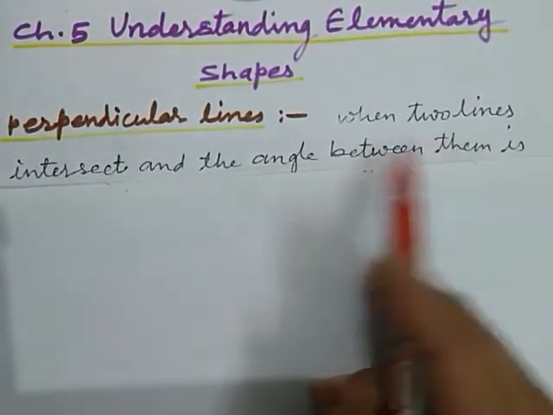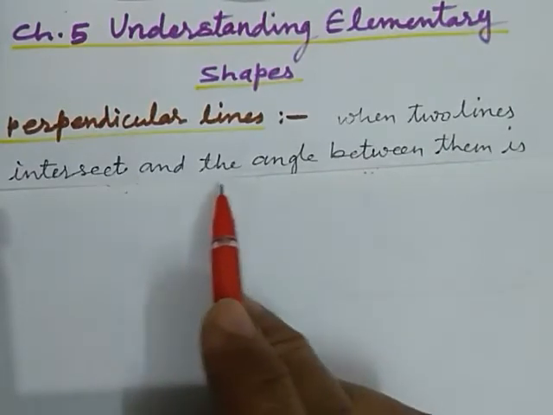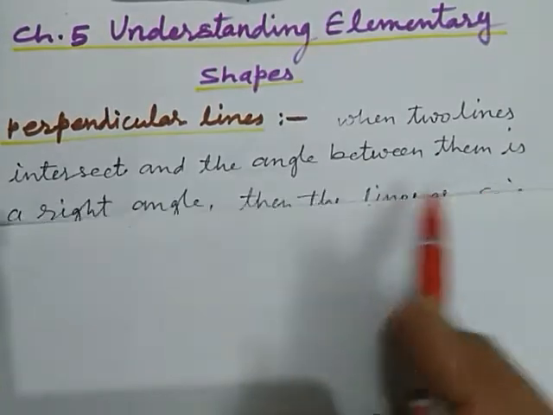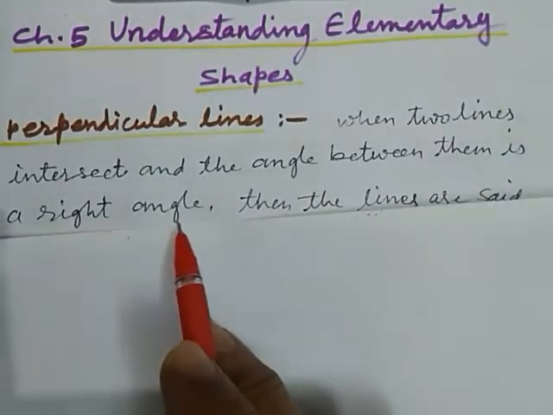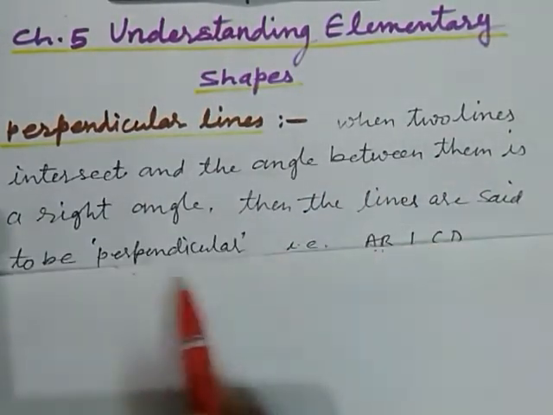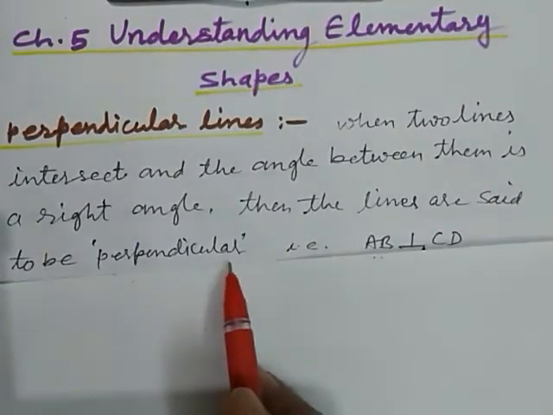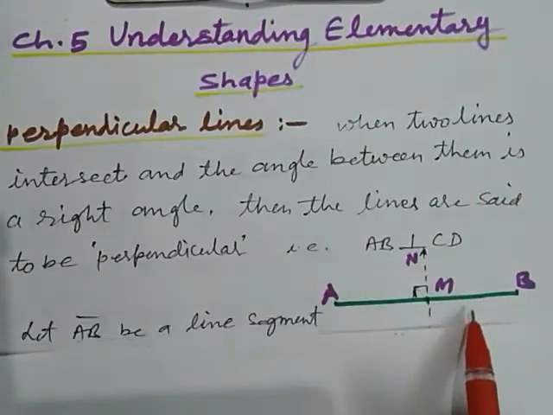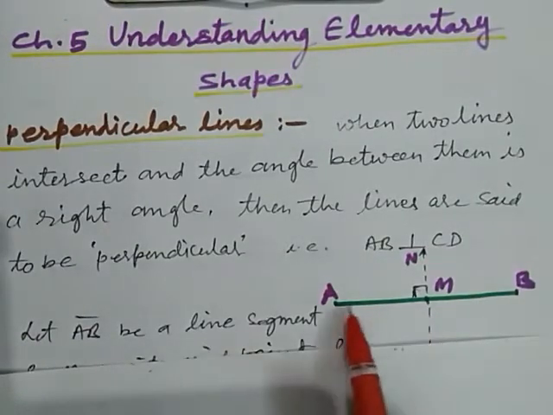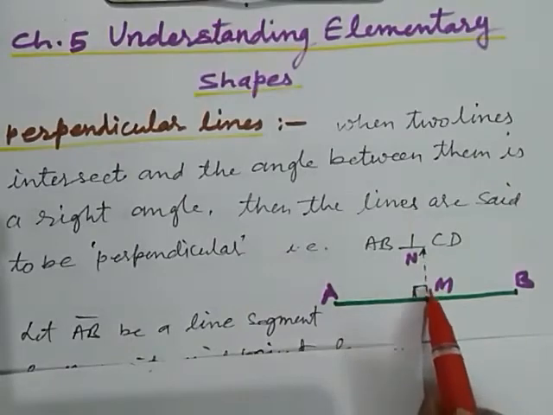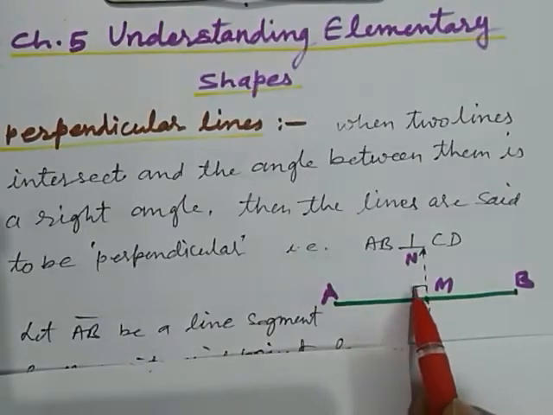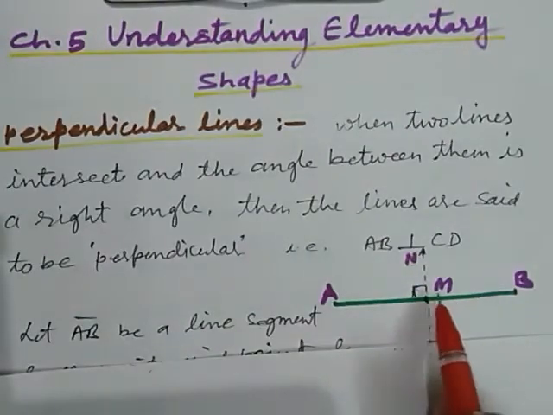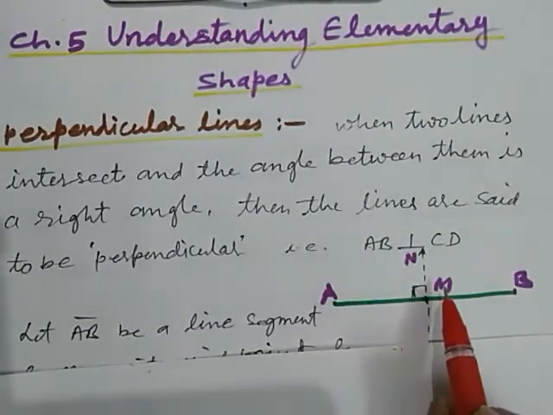When two lines intersect and the angle between them is a right angle, then the lines are said to be perpendicular. That is, AB is perpendicular to CD. Like this. This is a line and this is another line, and this is the angle, a right angle. So these two lines are perpendicular to each other. Okay?